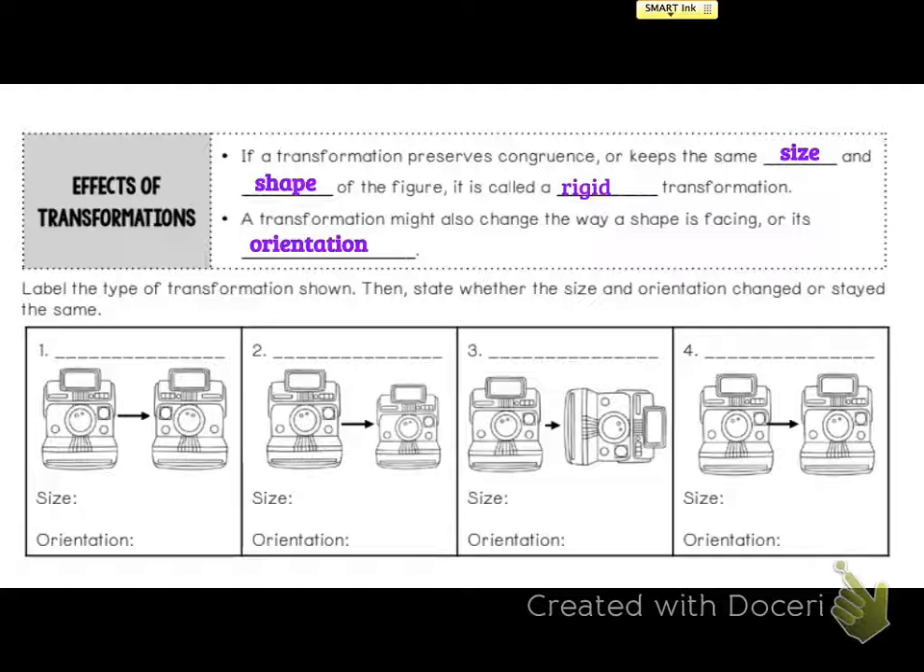So, label the type of transformation shown, then state whether the size and orientation changed or stayed the same. So, let's look at number 1. What do we think number 1 is doing? Why is it a reflection?